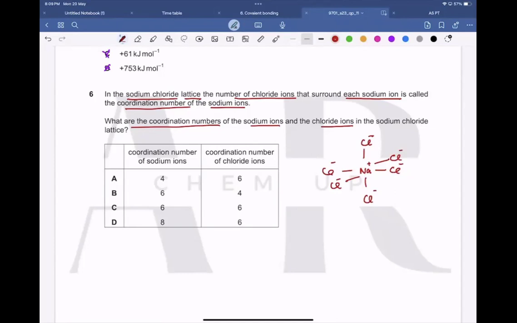Let's assume the chloride which is on the right: on its left there is one sodium ion, on its right one sodium ion, on its top one sodium ion, on its bottom one sodium ion, on its front one sodium ion, and on its back one sodium ion. So there are six sodium ions surrounding one chloride ion, and in the same way, six chloride ions surrounding one sodium ion. So C is the correct answer, and A, B, and D are wrong.